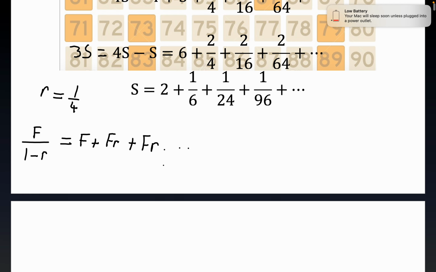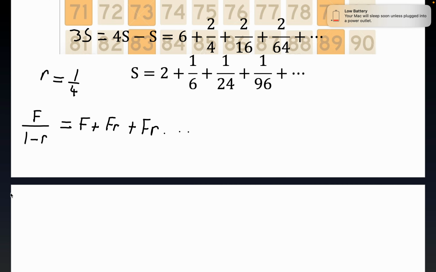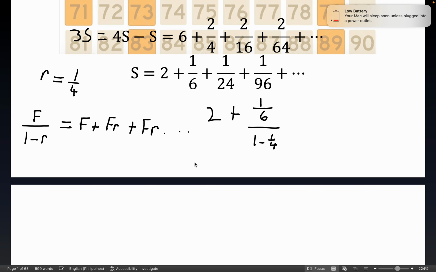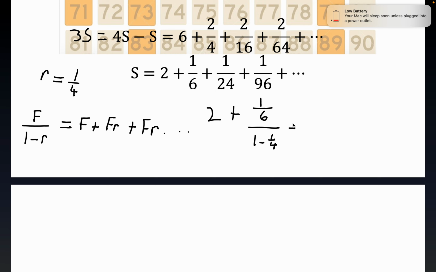So what we have right here, ladies and gentlemen, is just this right here. 2 is going to be a constant we'll add to the calculation. So it's going to be 2 plus, the first term is 1/6, divided by 1 minus 1/4. So this is equal to 2 plus 1/6 over 3/4.